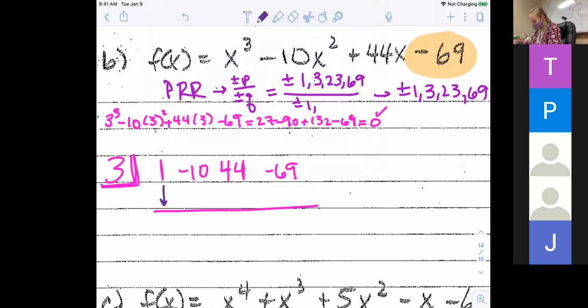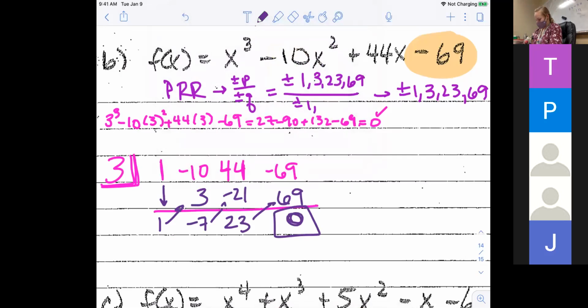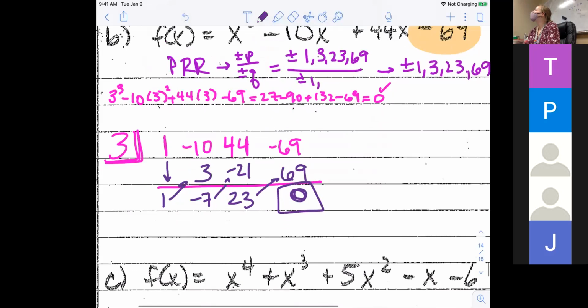All right, bring down my 1, multiply. I'm going speed round now. Everybody with me? -7, -21. Are those the numbers I got earlier today? Sometimes the numbers stick in my head and sometimes I don't remember that at all. Did I do that wrong? Oh, perfect. 69 gives me 0. Okay. Now we got to write this in factored form.